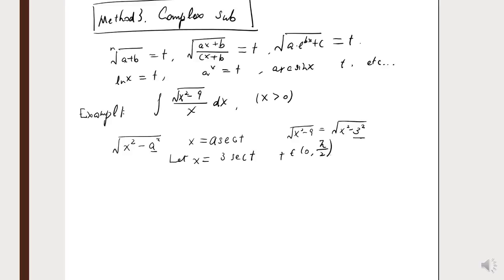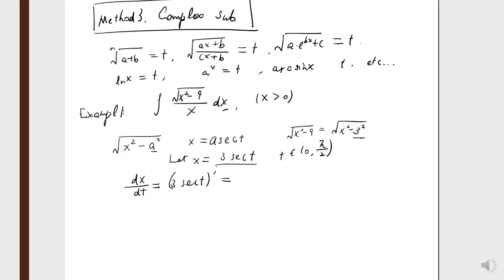Okay, so after this, we have to substitute the dx. The dx will have to be changed to dt. So let's find the derivative from x to t. This is the relation between x and t, so it will be the derivative of 3 sec t.